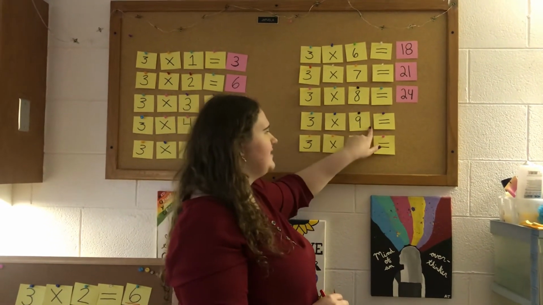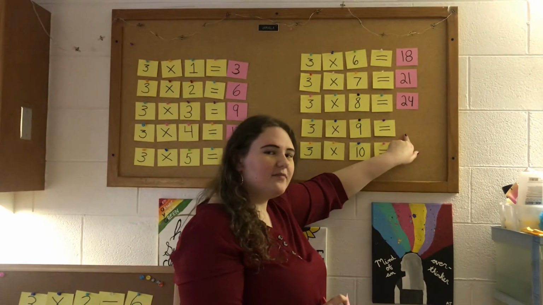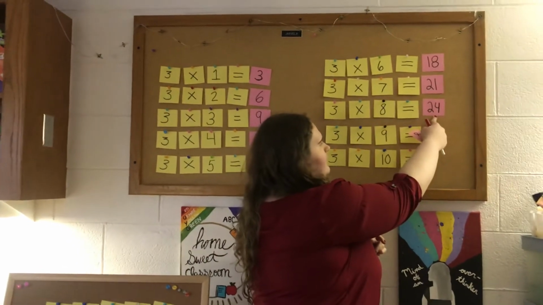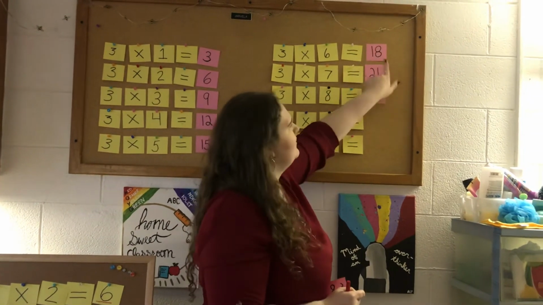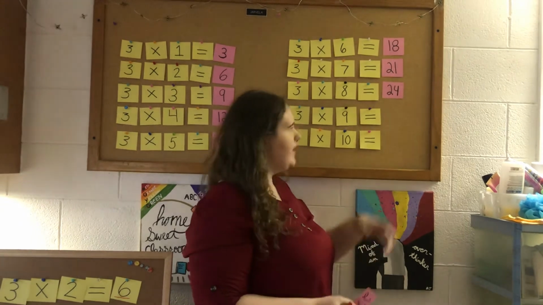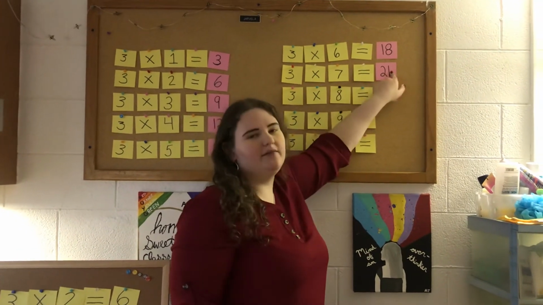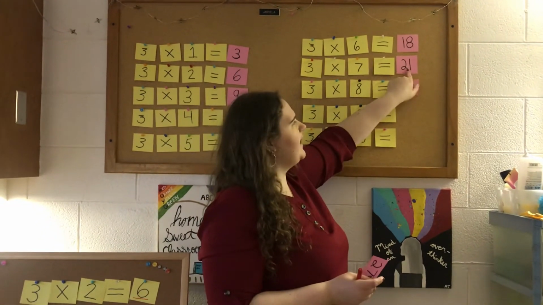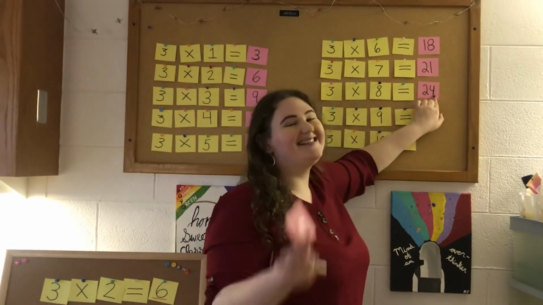3 times 9 equals... I don't know. You don't know? All right, let's look back here. We have 24. So we have, all right, let's go up here. We have 18. What did we do to 18 to get to 21? Plus 3. Okay. How did we get to 24 from 21? We added 4. Did we? How do we get from 1 to 4? Oh, we added 3. Exactly.